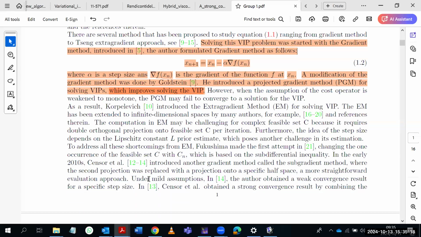So can we continue now? Yes. So, however, when the assumption of the cost operator is weakened to monotone, the PGM may fail to converge to the solution for the VIP. Solution to the VIP. You know what happens. We will come back to this.